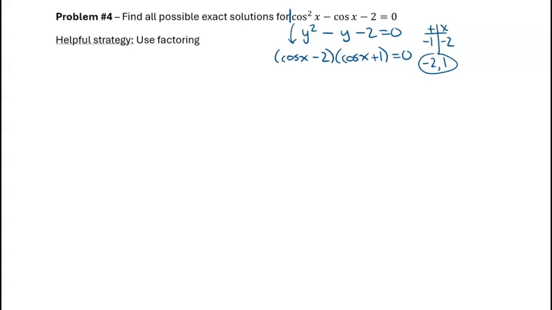And so now because two numbers multiply together giving me 0 means that one of those two numbers has to be 0. So cos x minus 2 is equal to 0, or cos x plus 1 is equal to 0. So we get cos x is equal to positive 2, and cos x is equal to negative 1.